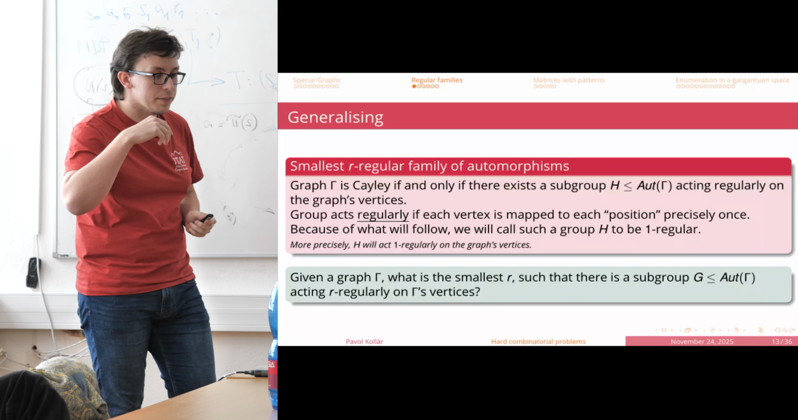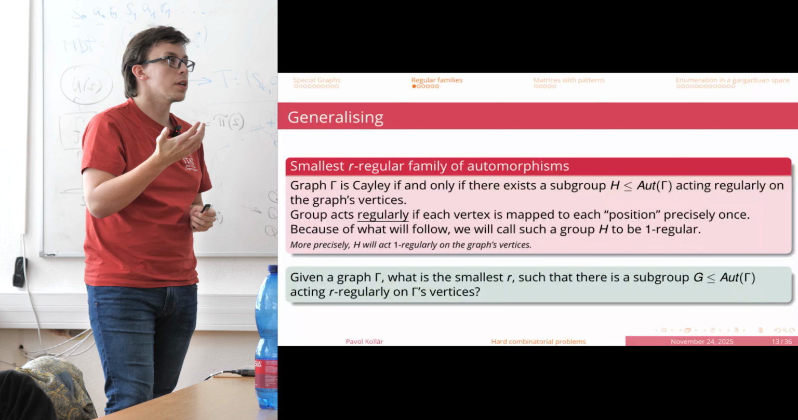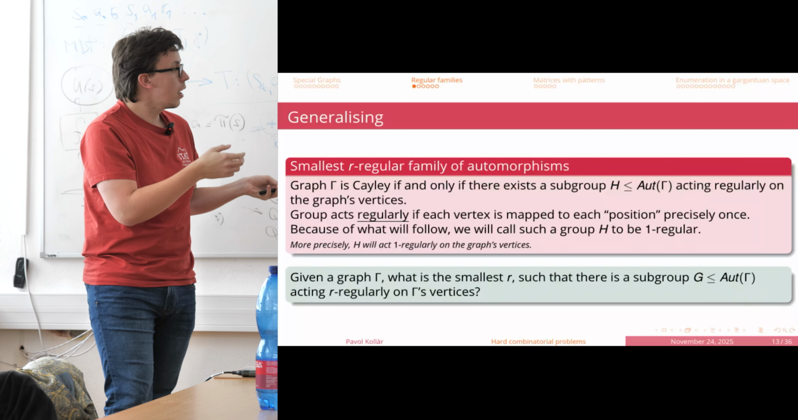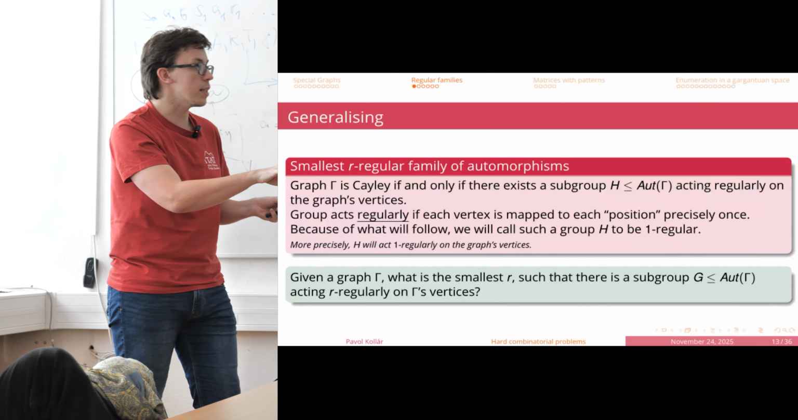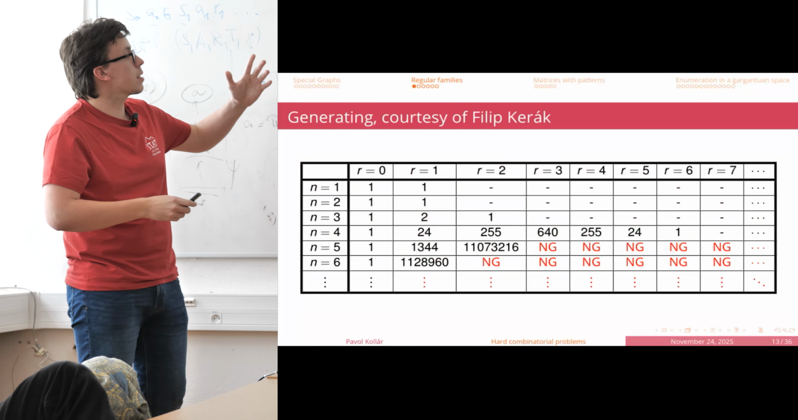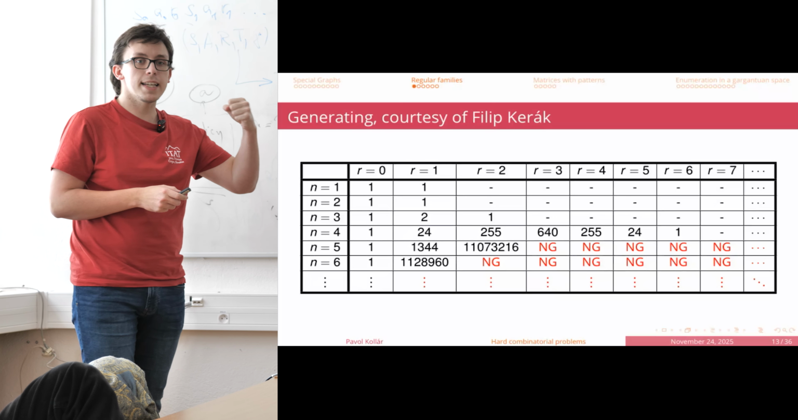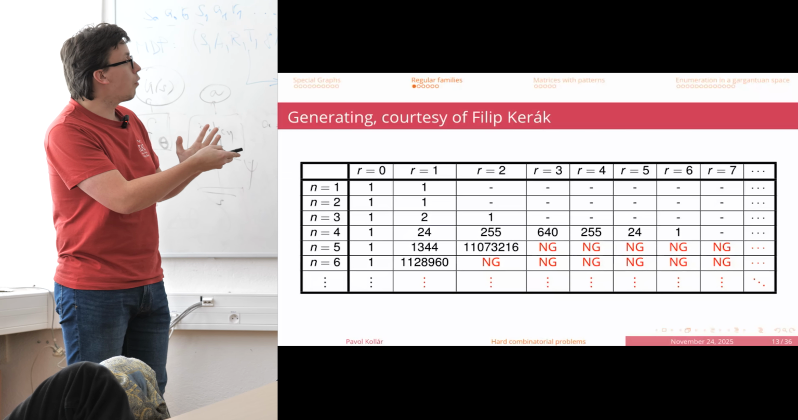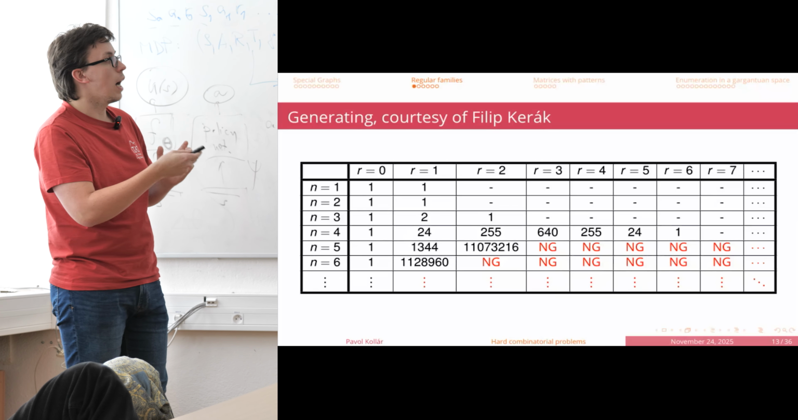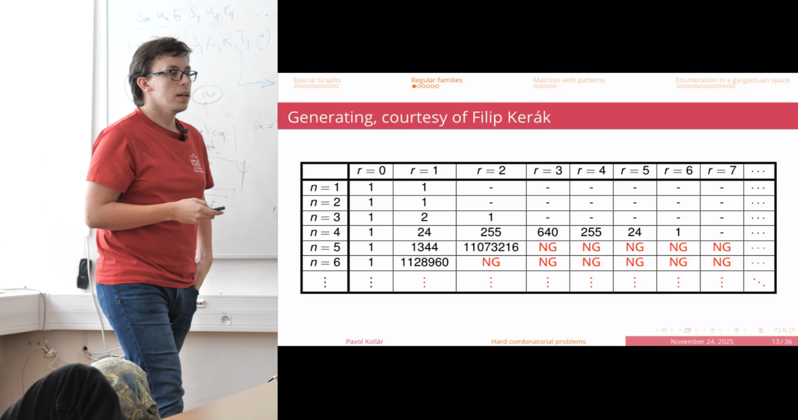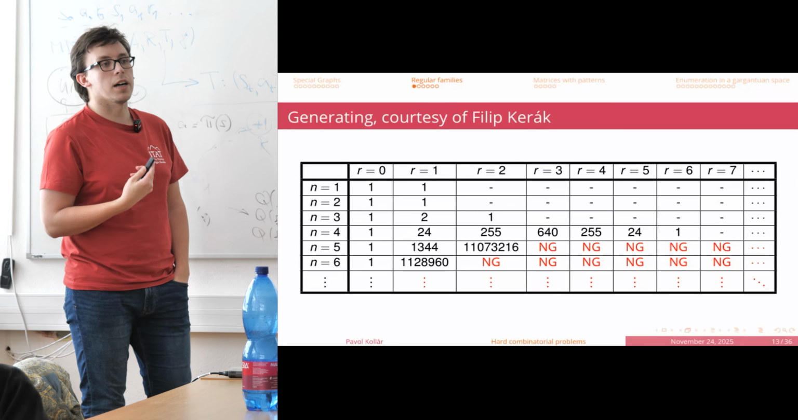And generalizing even further, we don't have to consider these permutations or automorphisms as being connected to a graph. We can separate them and think about them as permutations of elements, which is what Philip Kerag did in his bachelor thesis. He used computer power to generate complete lists of the R regular families on n elements. And this is one of the outputs of his work, where he summarizes how many R regular families on n elements there are.